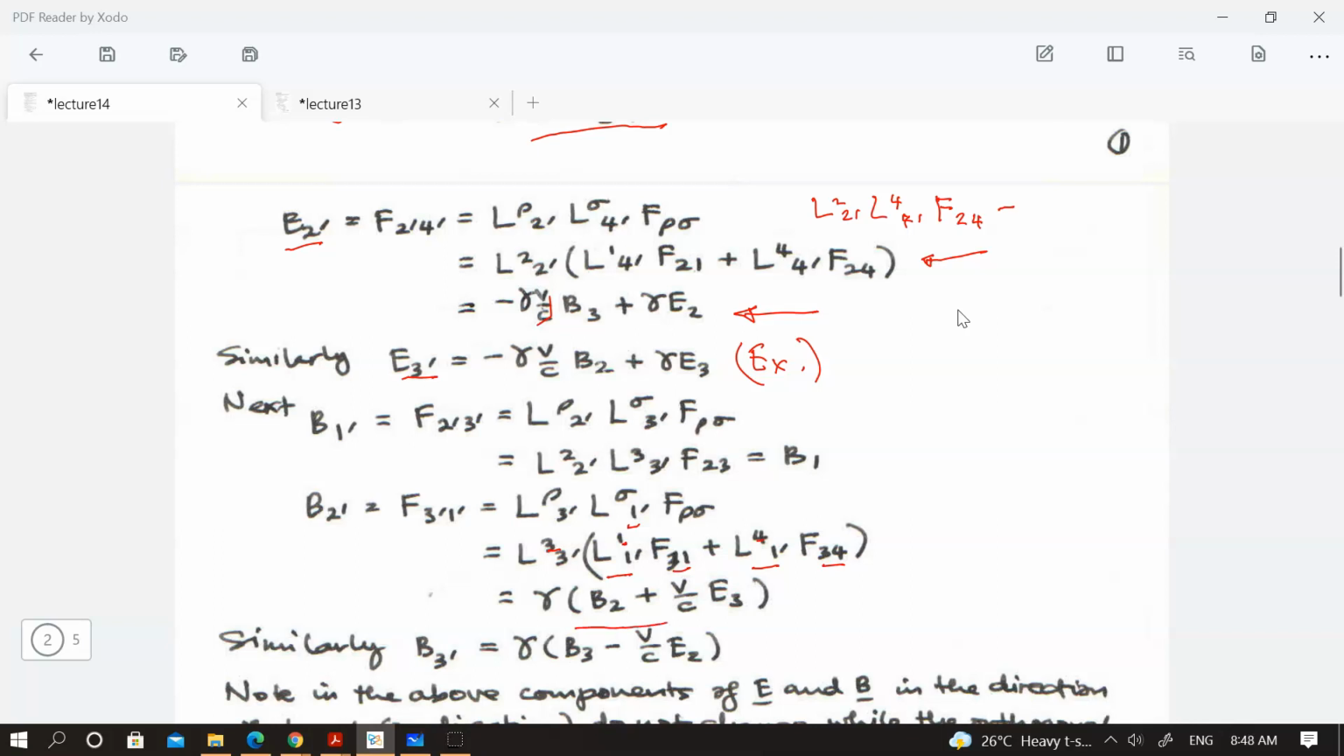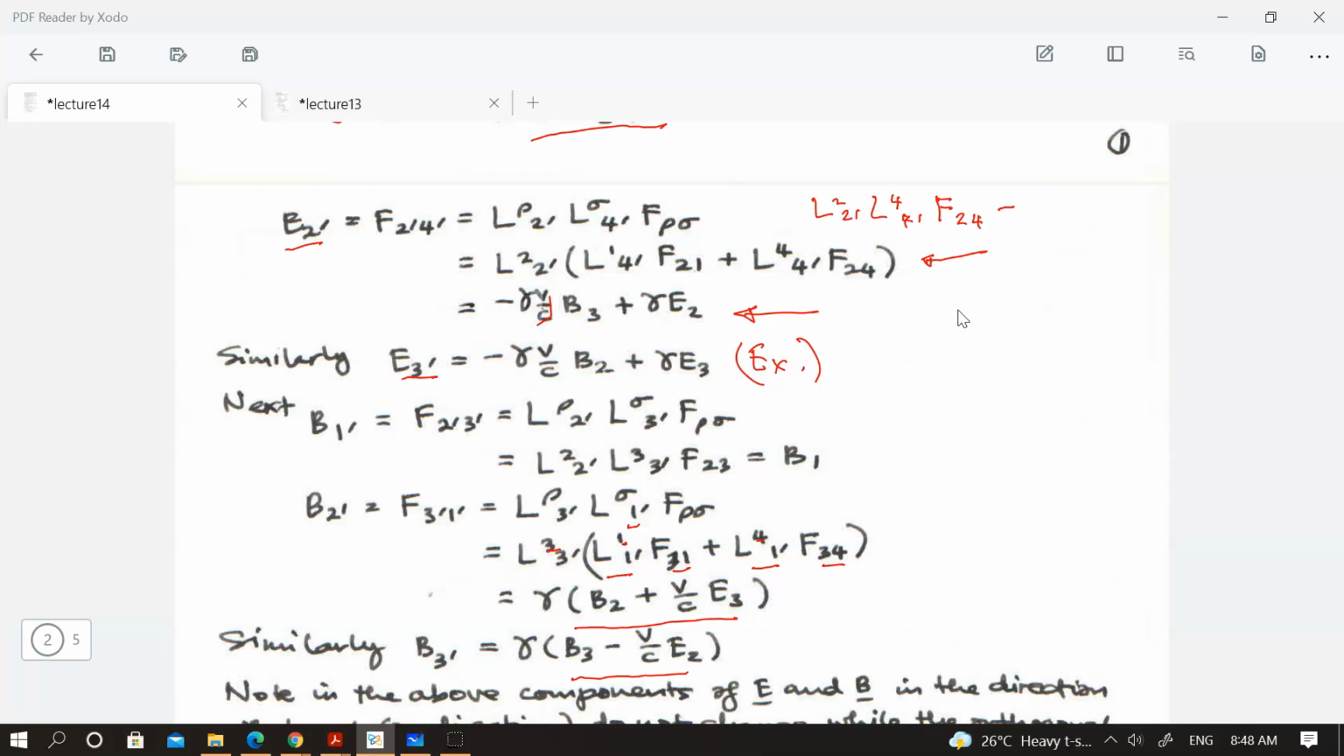So you'll be able to get this equation. In other words, your magnetic field component in the y direction, in this particular case, will acquire an electric field. Similarly, if you do it for the third component, your component of magnetic field acquires an electric field under a Lorentz boost. So what is actually happening?